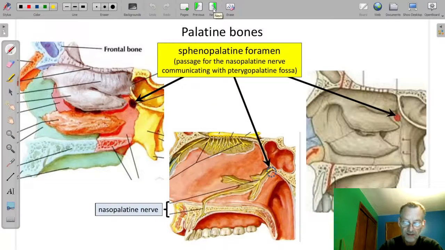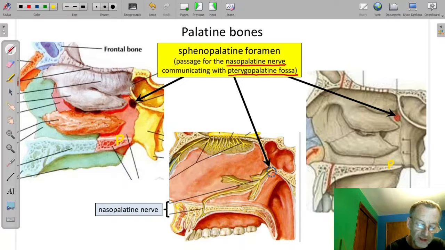Next slide. Still on the palatine bone. So it's the posterior portion of the hard palate. And I put in the sphenopalatine foramen. Again, passageway for the nasopalatine nerve, which communicates with the pterygopalatine fossa. Okay, so left-hand figure highlighting the sphenopalatine foramen. If you pass through that, you wind up in the nasal cavity. Middle view, I highlighted in blue with a dashed line where the sphenopalatine foramen would be. And on the far right view, the sphenopalatine foramen is marked in red.